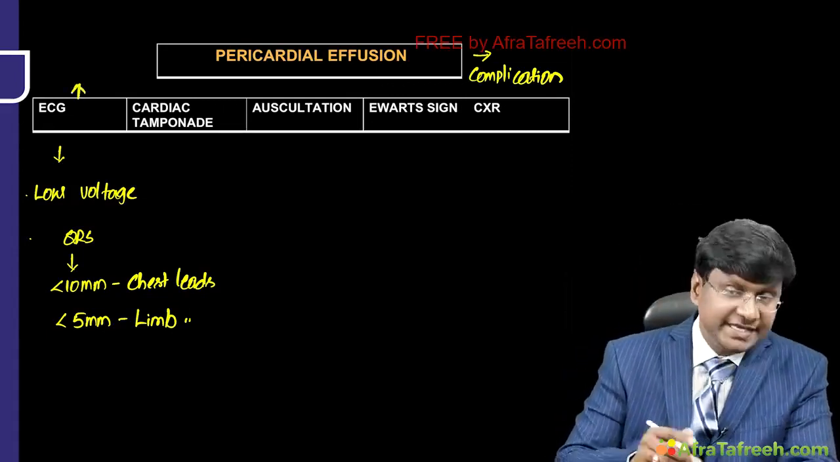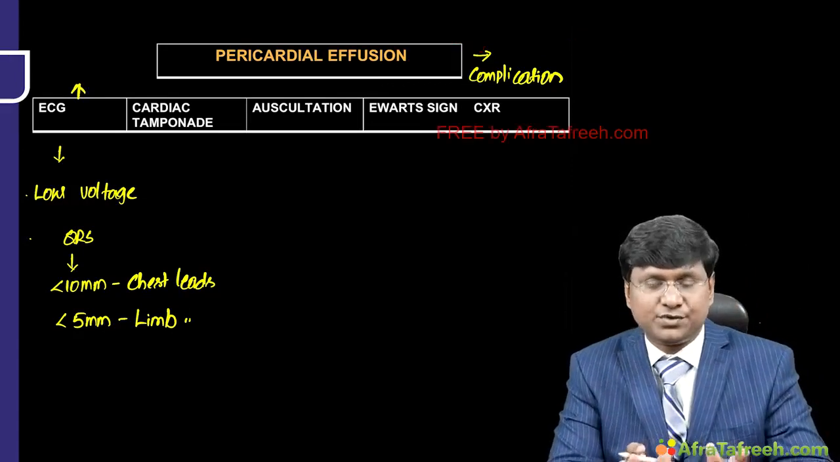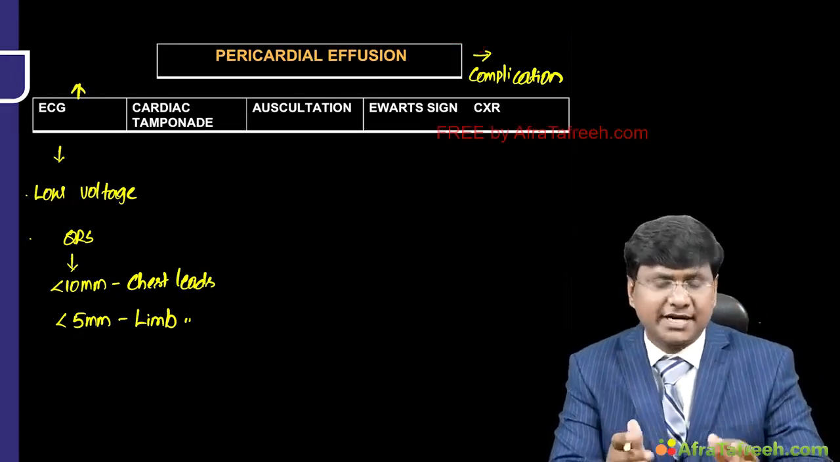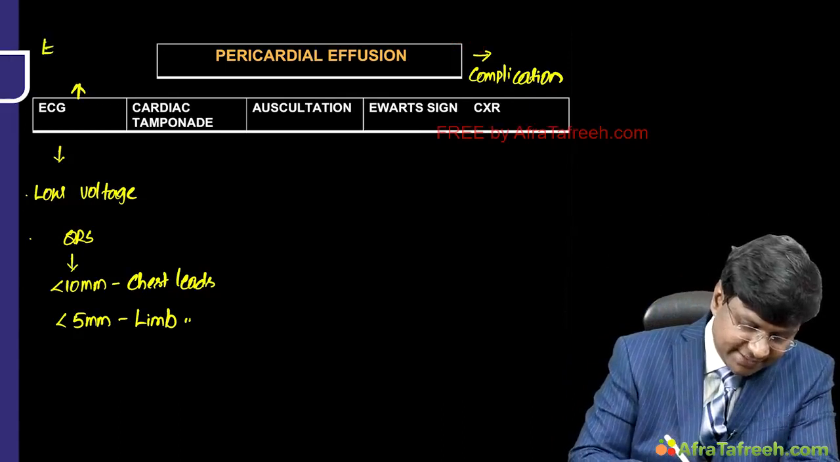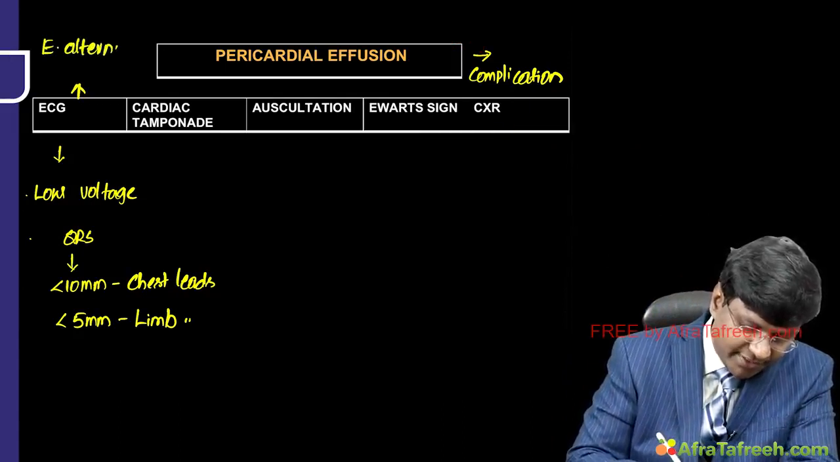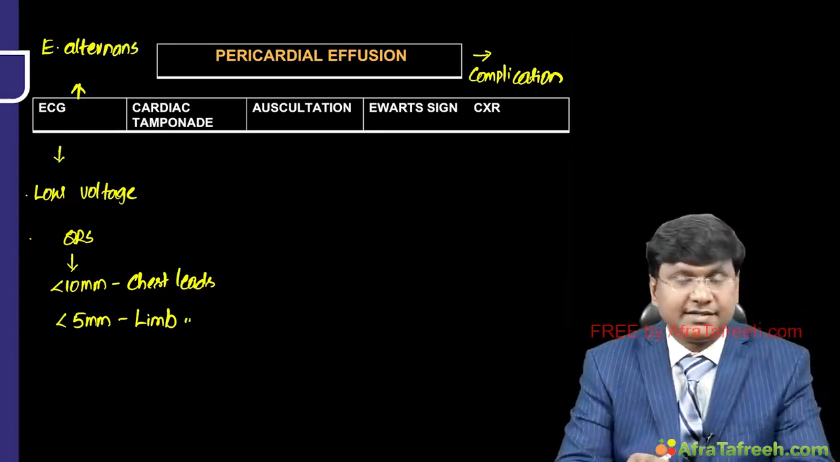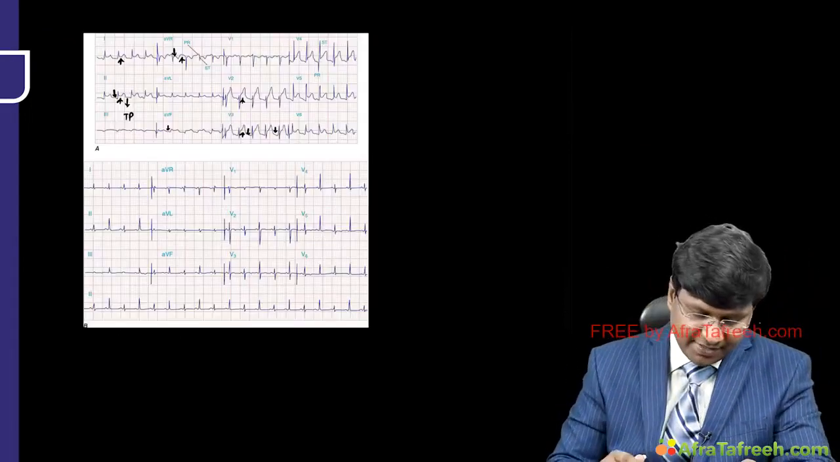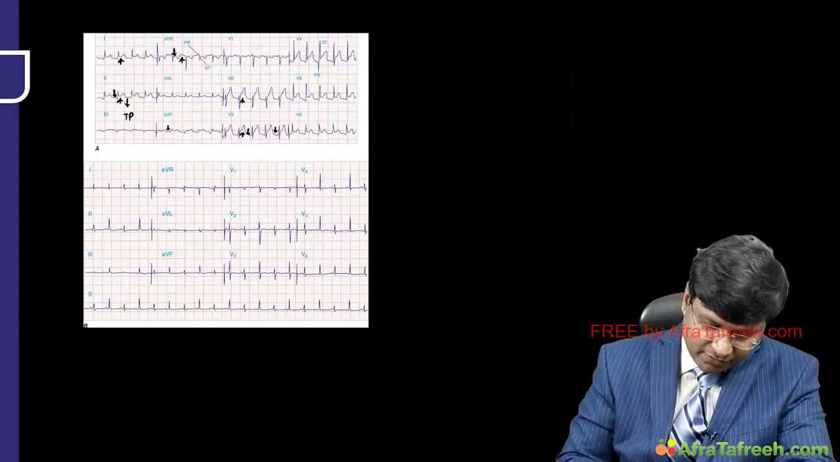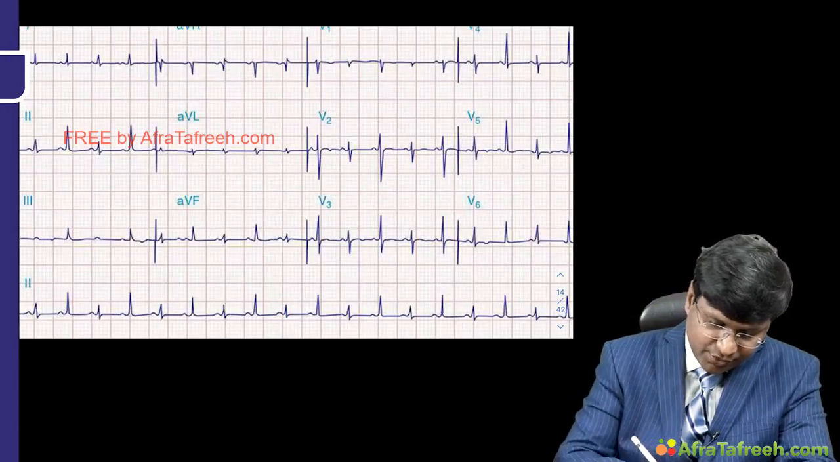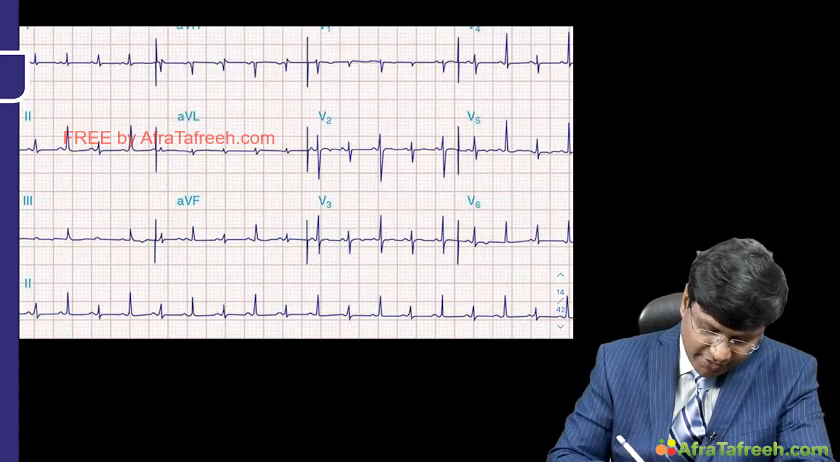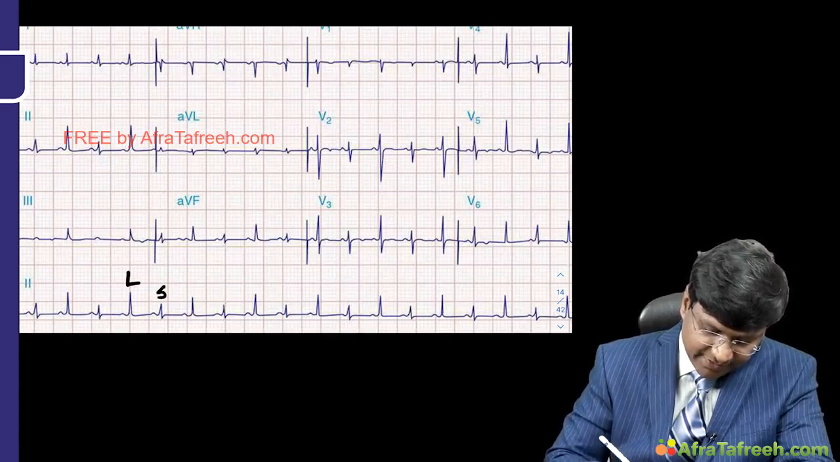If there is a large pericardial effusion or a massive pericardial effusion, then the ECG you get shows electrical alternans. Now, what do you understand by this word electrical alternans? Electrical alternans means that you will have one complex being large, as you can see here very clearly, and the next complex will be small.